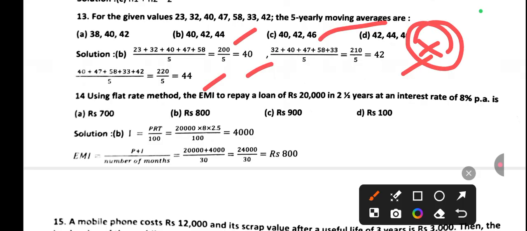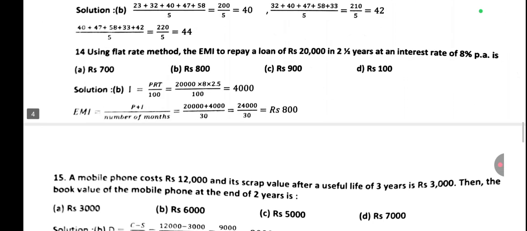You can expect this type. They can give you 3 yearly, they can give you 5 yearly. So literally add: the first 5 numbers add, divide by 5. Next 5 numbers add, divide by 5. Last 5 numbers you add, divide by 5. That is the thing. Hope you understood. Important question.